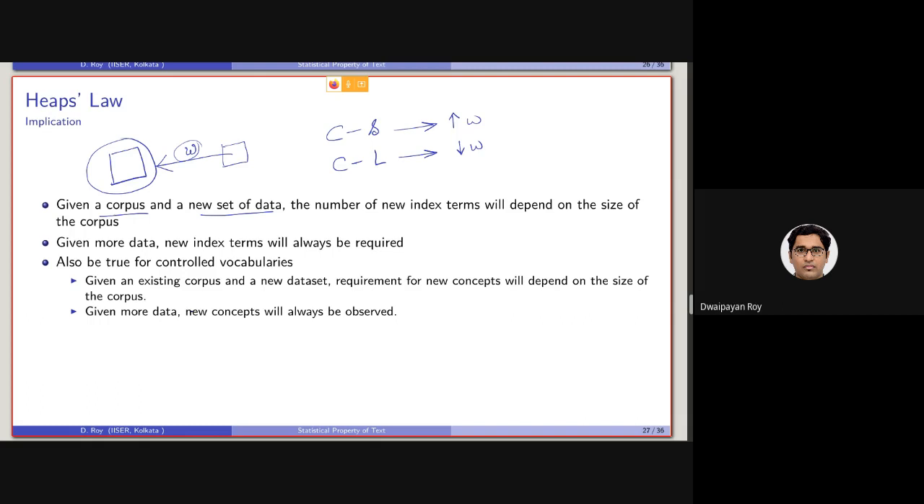So it is also true for controlled vocabulary as well, because every now and then new concepts will arrive into the picture and they need to be added to the controlled vocabulary.